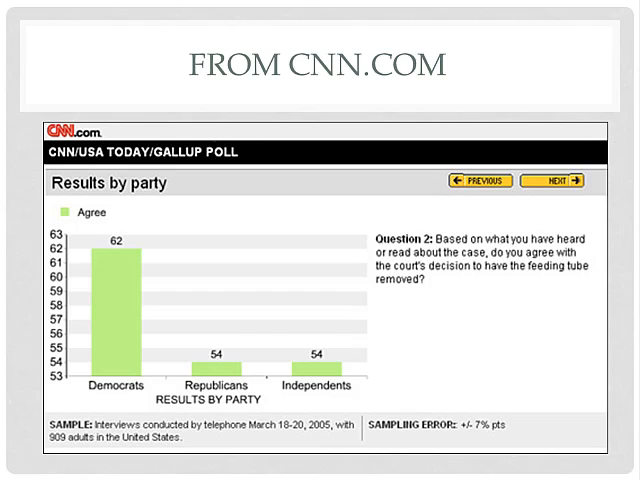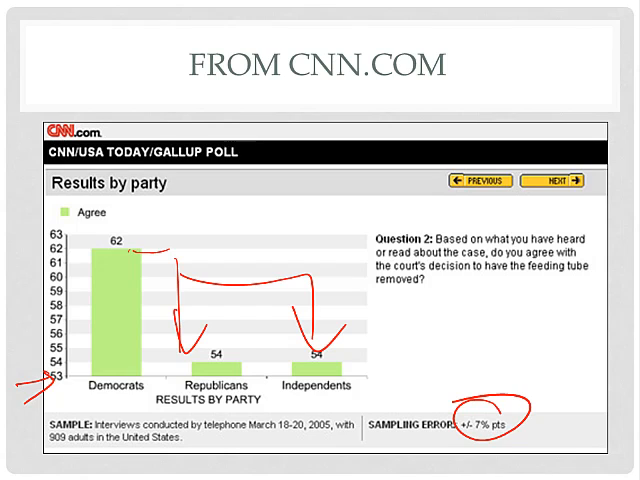Okay, this is an actual graph from CNN, so even the big boys do it. We have plus or minus 7% sampling, but what do we notice here? We start at 53. So it makes it look like the Republicans here, there's a big disparity between the Democrats and the other two parties in here, when really it's not that great.